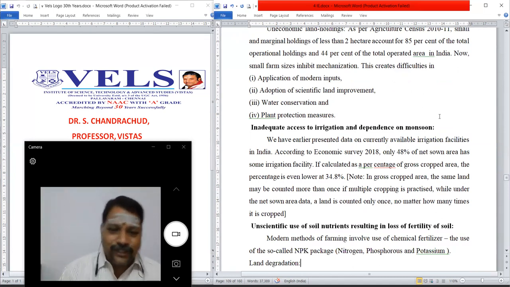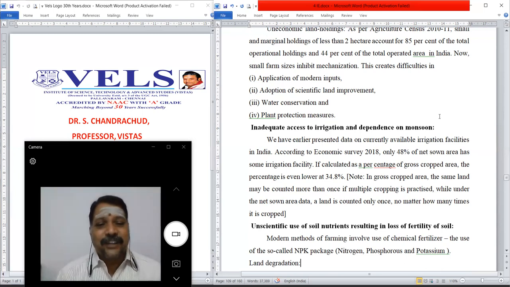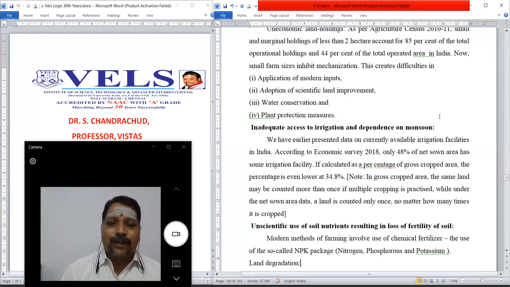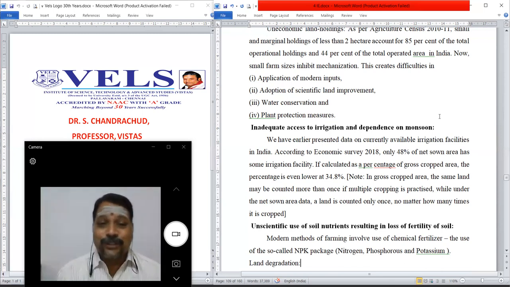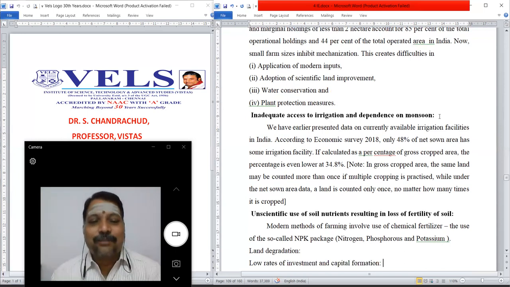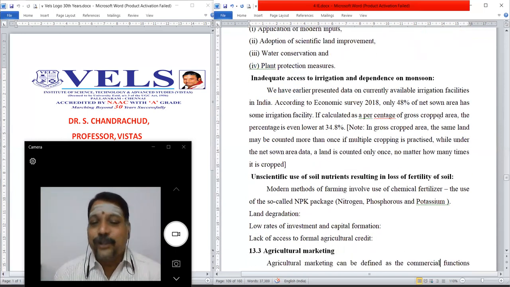It is to be noted that in the gross cropped area, the same land may be counted more than once, as multiple cropping is practiced, while under the net sown area data, the land is counted only once. So that indicates the value will be very low, because repeatedly we are using the land, we are losing the facility, and the productivity is comparatively low.